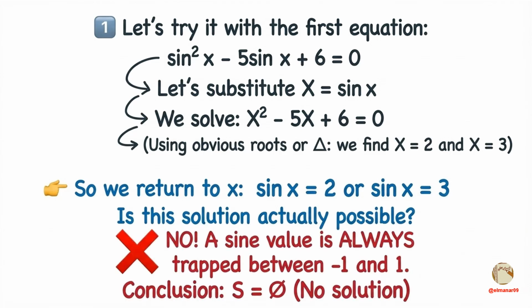It's impossible. And why? Because, as we've repeated many times, the sine function is always between -1 and +1. It is physically and mathematically impossible for sine to reach the value 2 or 3. It stays safely within its interval. Therefore, my dear students, even though our algebraic calculations gave us numbers, the trigonometric reality tells us something else. This equation has no solution in the set of real numbers. We conclude elegantly, the solution set, capital S, is the empty set.